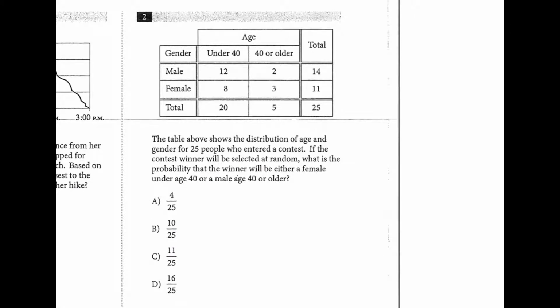For number 2, the table above shows distribution of age and gender for a contest. They want to know either, which means you add the two probabilities together, female under 40 or male 40 or older. So that's 8 plus 2, all divided by the total of 25. Of course, it's impossible to be both, so either makes a lot of sense here, but that's how probabilities work with that language. You add them together to get 10 out of 25.